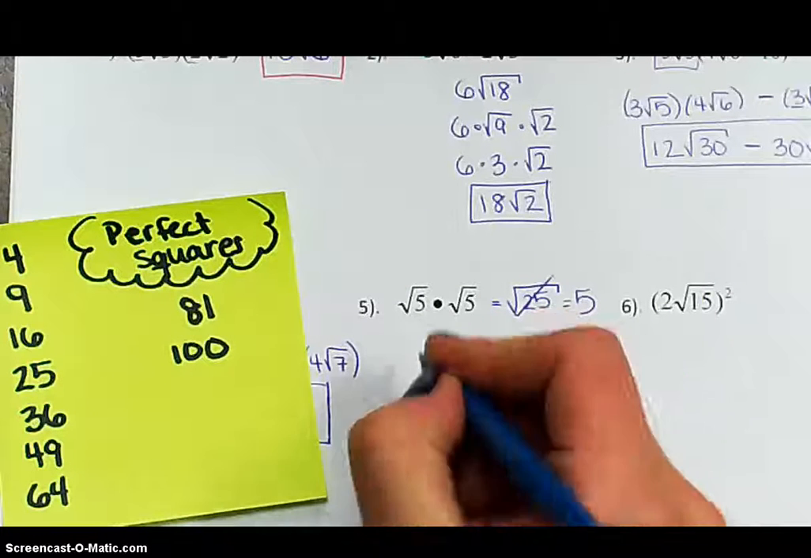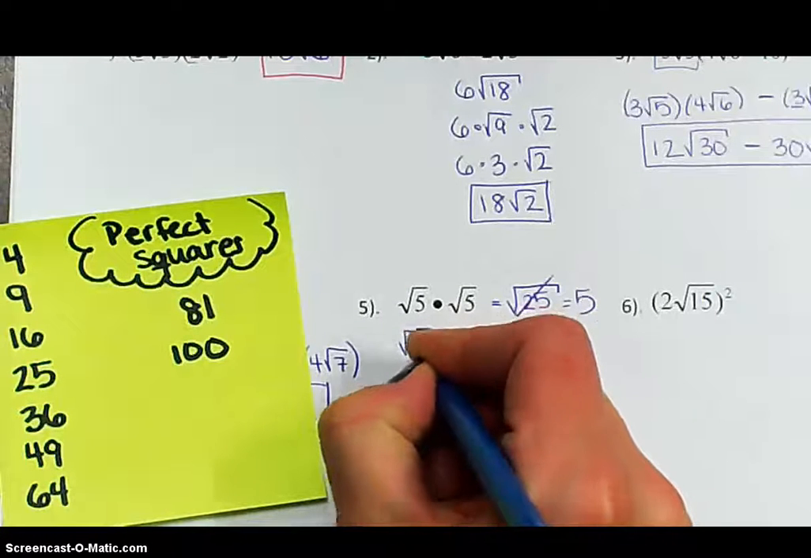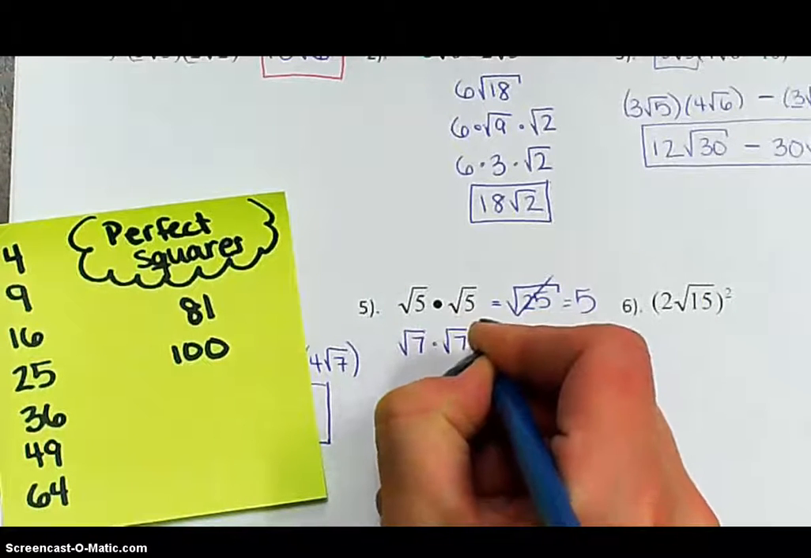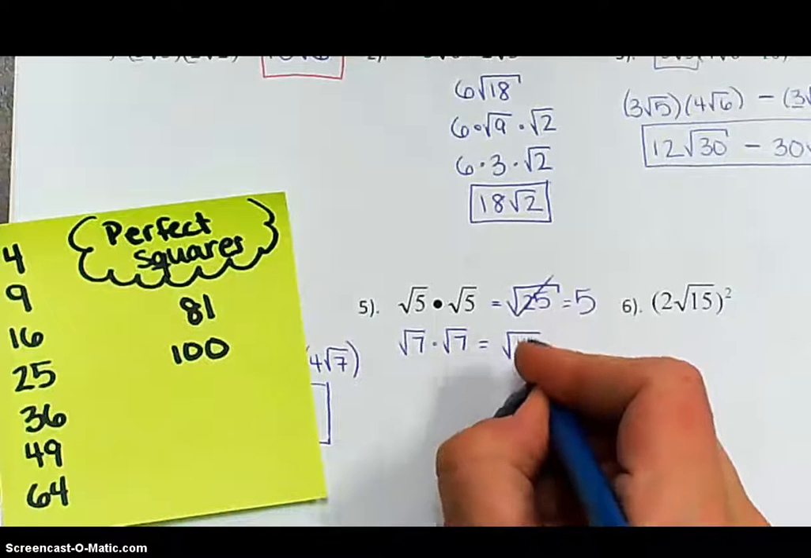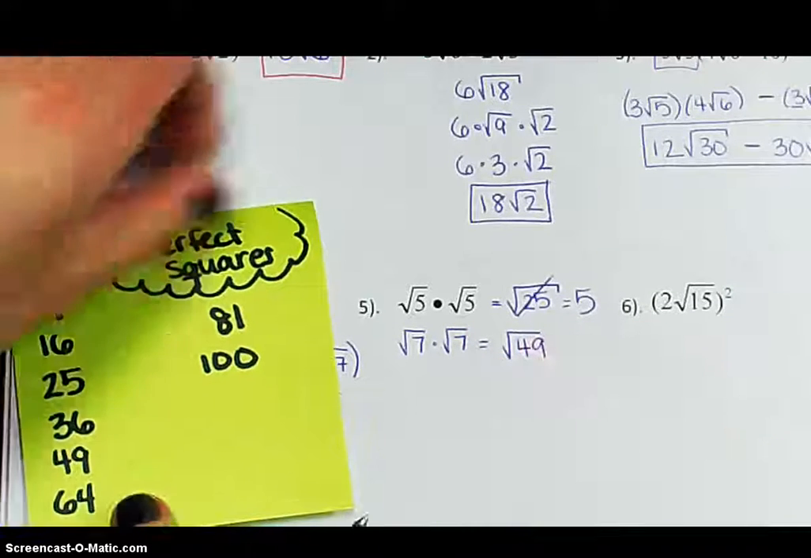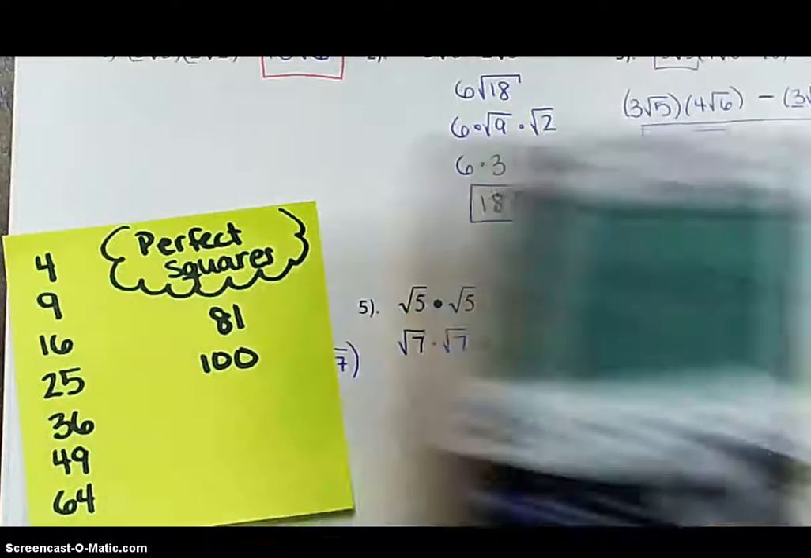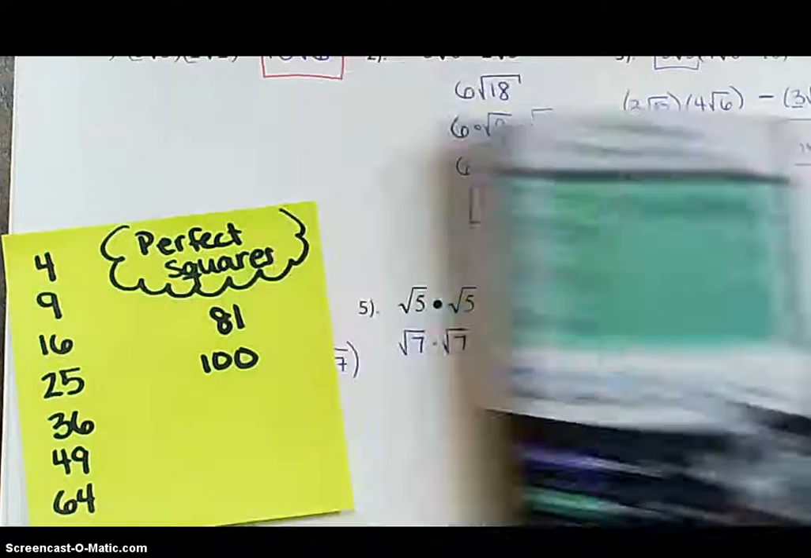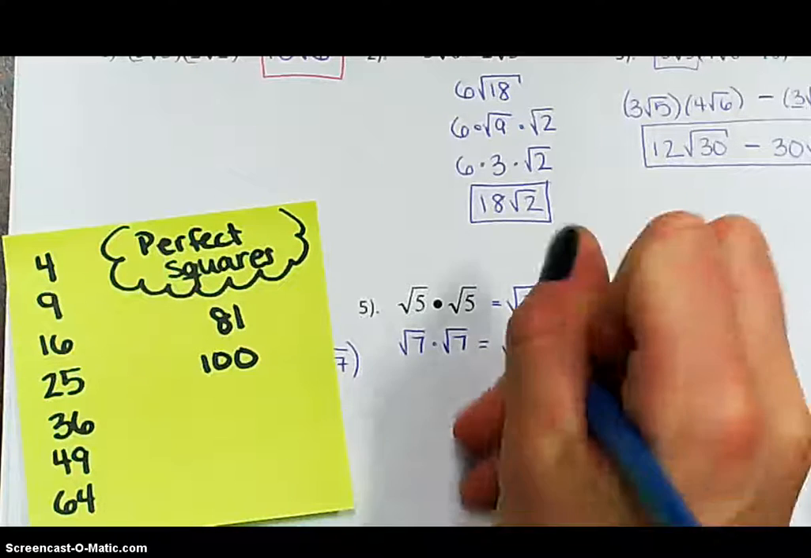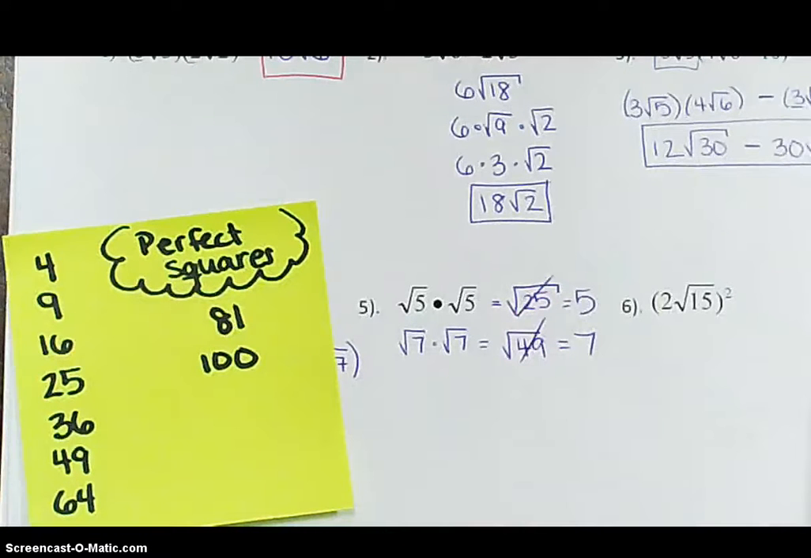So let's see what happens if I try another one. So let's try radical 7 times radical 7. So radical 7 times radical 7 is going to give us radical 49. Wait a second. 49's on my list. Let's take a look. The square root of 49 is 7. So we get 7. This whole thing cancels to 7. Are you starting to see the little trick here?